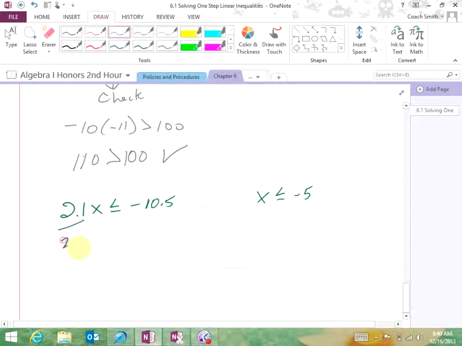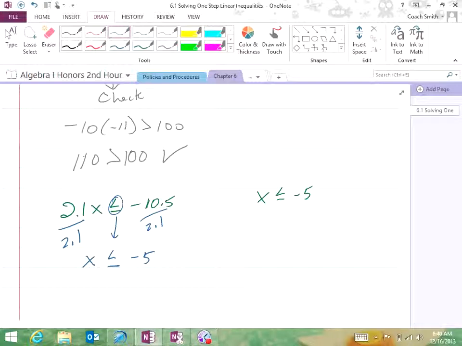You are dividing by a positive 2.1. So this stays the same. And the reason Brandon's wasn't correct is because he just said X is less than or equal to 5. It's not positive, it's negative 5. No, I'm not adding or subtracting.